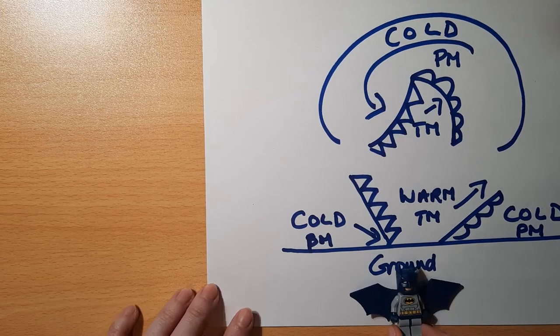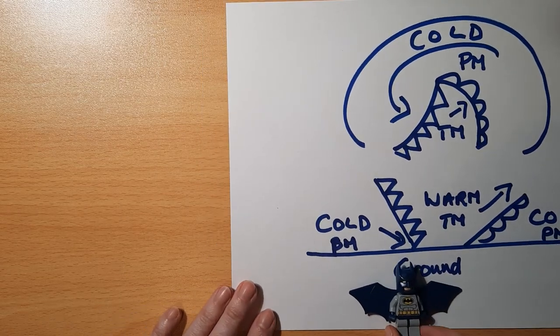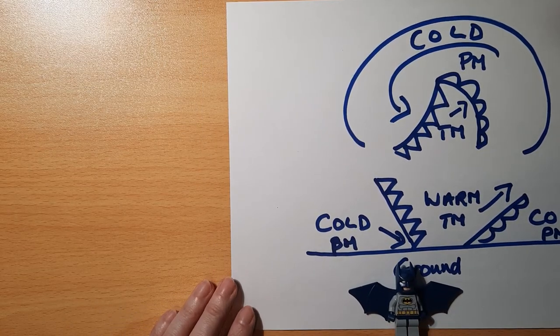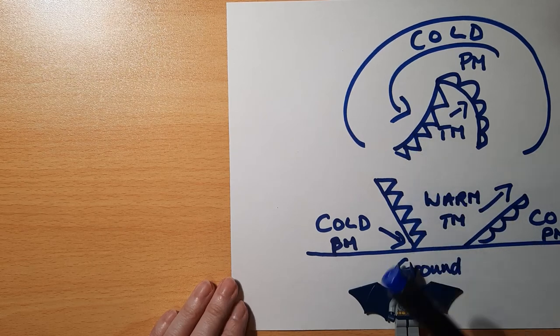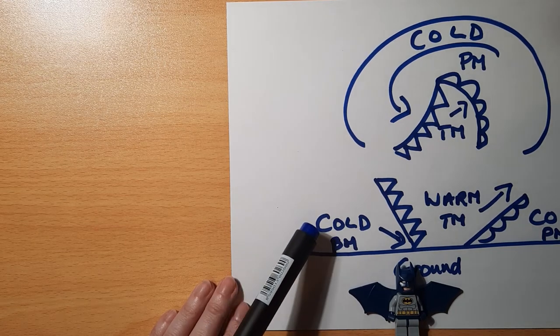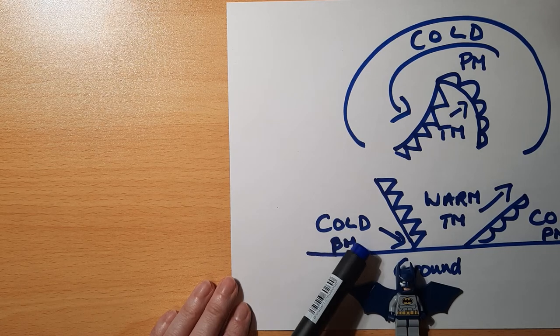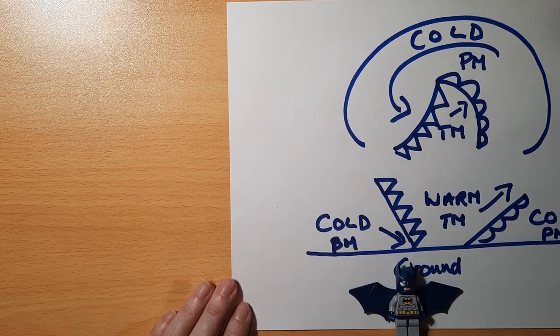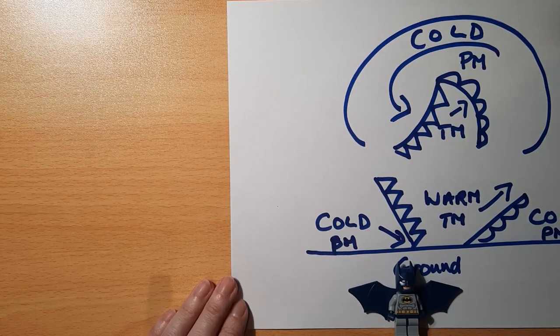Depression still passing overhead, so what's happening? Now, the cold front is directly overhead. Well, the air pressure is actually rising. And the reason why the air pressure is rising is because the cold air is sinking. And because the cold air is sinking, it's pressing down on the Earth's surface, making the air pressure rise.